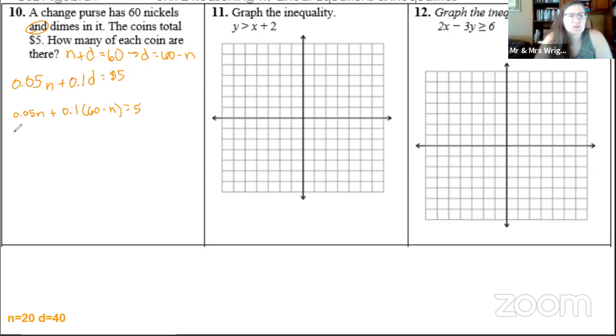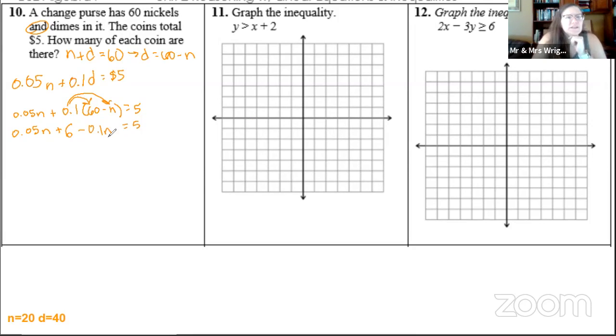Now, in order to solve, my first step is to simplify, and that means, in this case, I have to start with distribution. So 0.05 N plus 0.1 times 60. Always use your calculator. 0.1 times 60 equals 6. I don't need to write out the multiplication problem because I did it in my calculator. And then 0.1 times negative N is negative 0.1 N, equals 5.